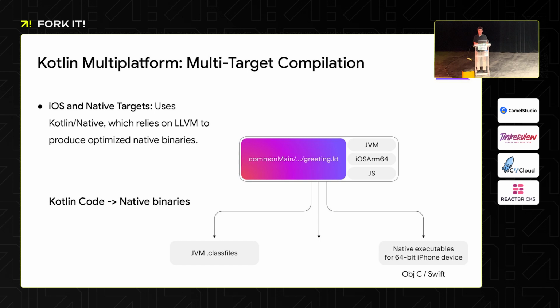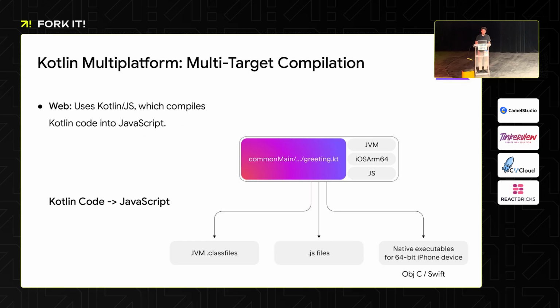For iOS, we're using LLVM to produce native binaries. Those native binaries work on iOS and can be called from Objective-C and Swift easily. So it's highly interoperable with Objective-C and Swift, which are the native languages for iOS devices. We are going to see later how this interoperability happens and how we can call Swift from Kotlin or Kotlin from Swift.